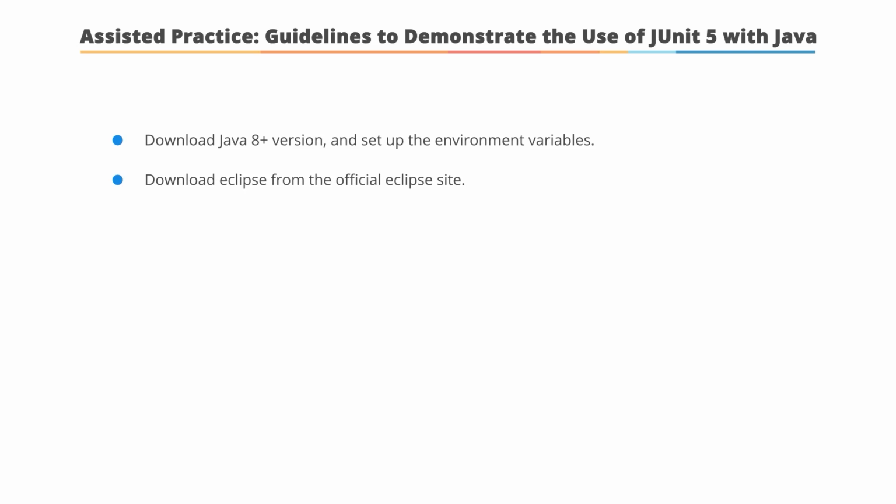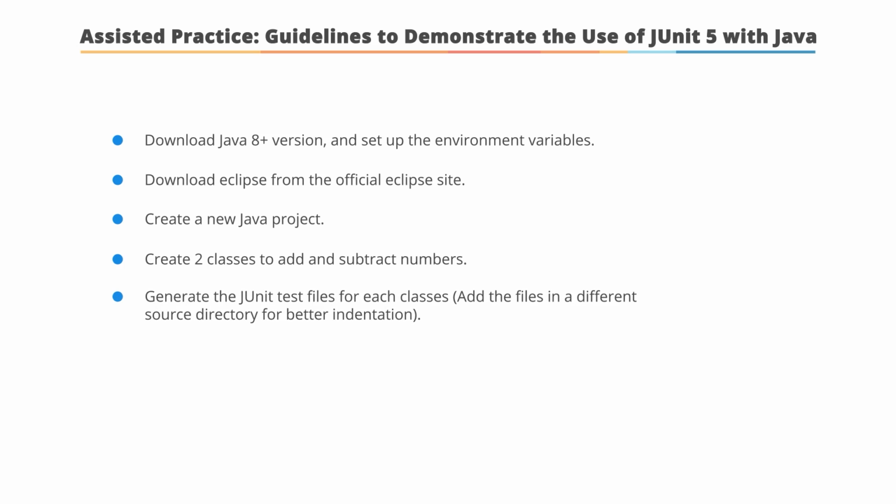Number 2, download Eclipse from the official Eclipse site. Number 3, create a new Java project in Eclipse. Number 4, create 2 classes, one to add and another to subtract numbers. Number 5, generate the JUnit test files for each class. Add the files in a different source directory for better indentation.